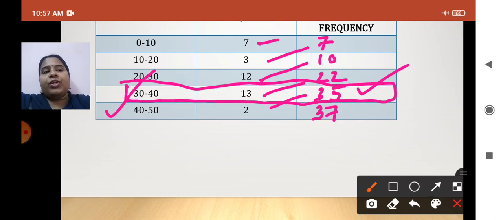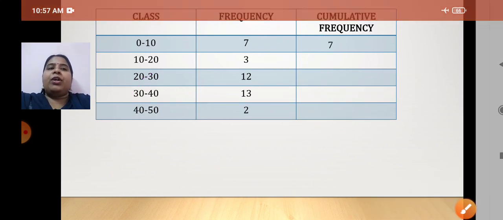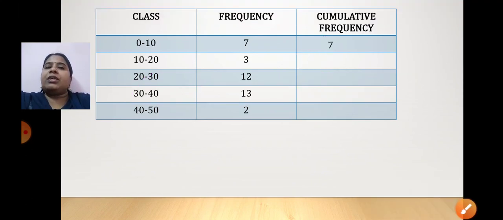I hope you have understood this. This is how we used to find cumulative frequency. See, the first one is written as it is. Go on diagonally adding it. 7 plus 3, 10. 10 plus 12 is 22. 22 plus 13 is 35. And 35 plus 2 is 37.